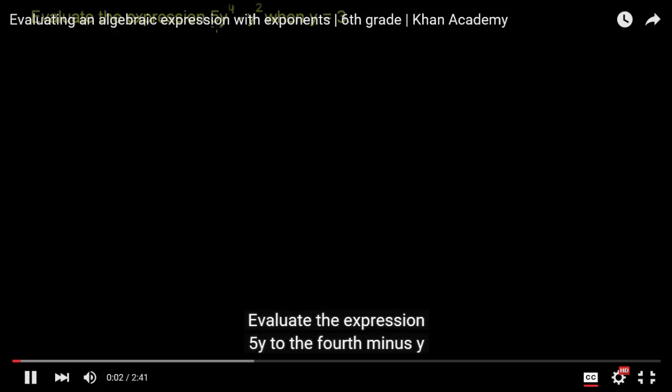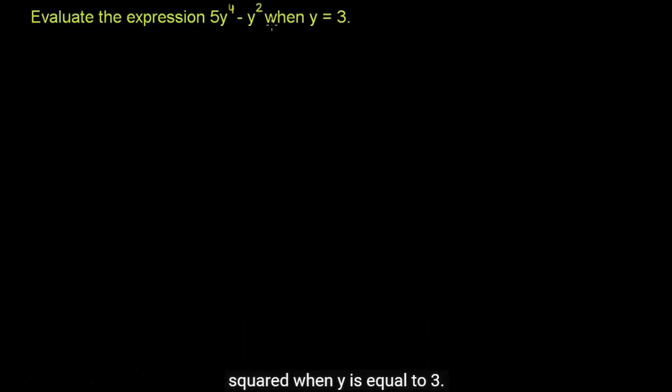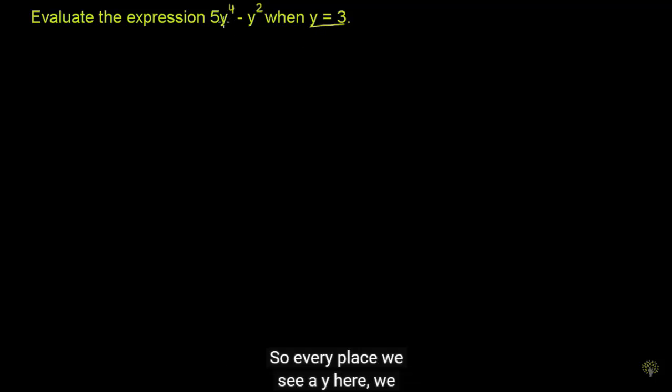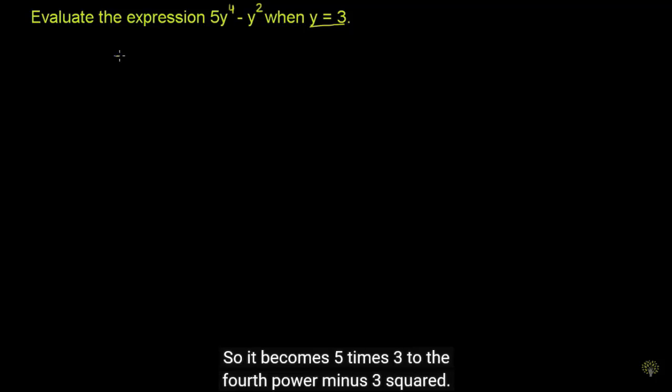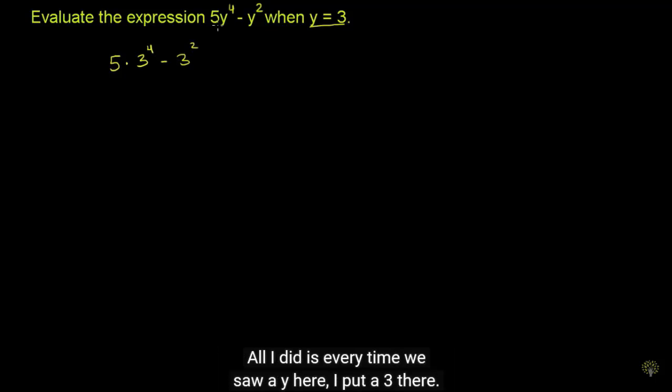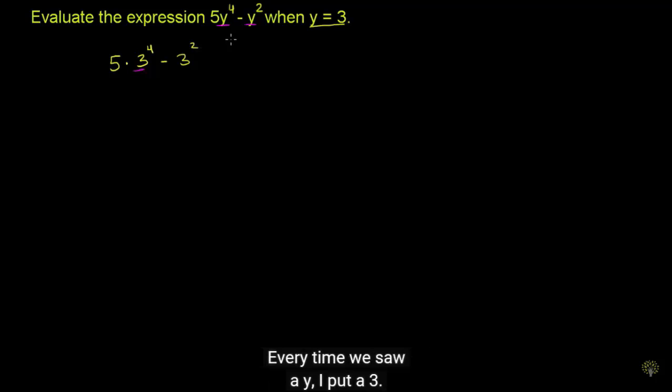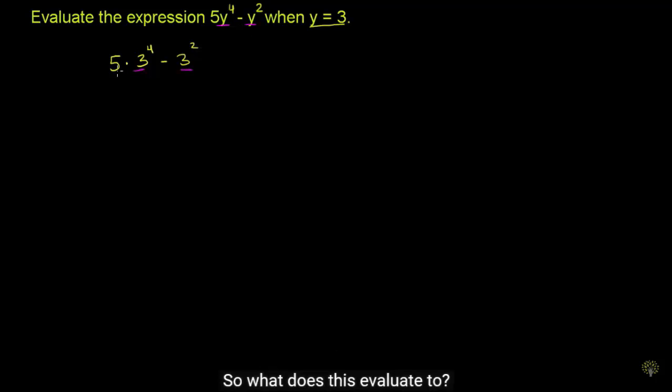Evaluate the expression 5y to the fourth minus y squared when y is equal to 3. So every place we see a y here, we could just replace it with a 3 to evaluate it. So it becomes 5 times 3 to the fourth power minus 3 squared. All I did is every time we saw a y, I put a 3 there. So what does this evaluate to?